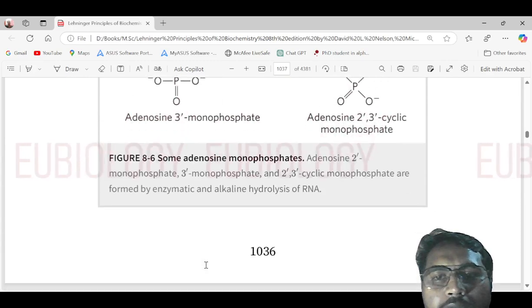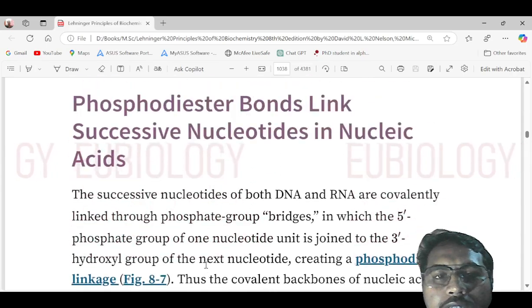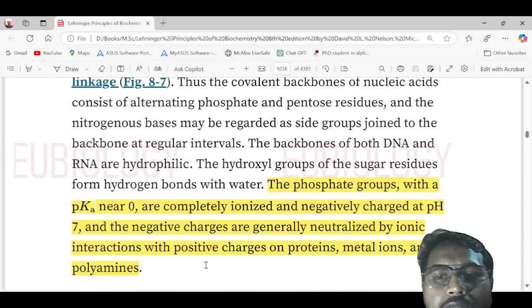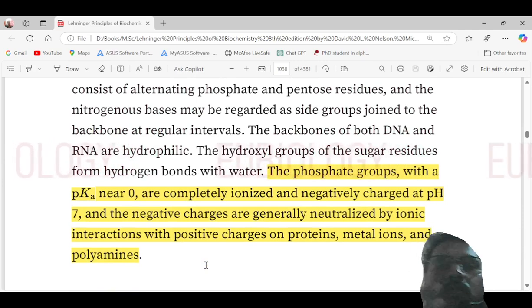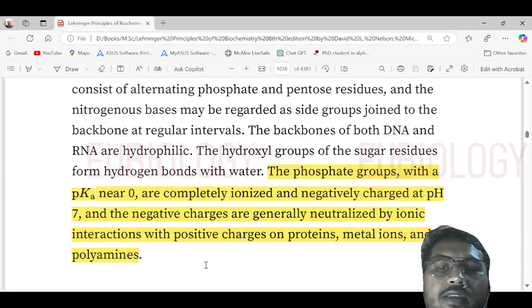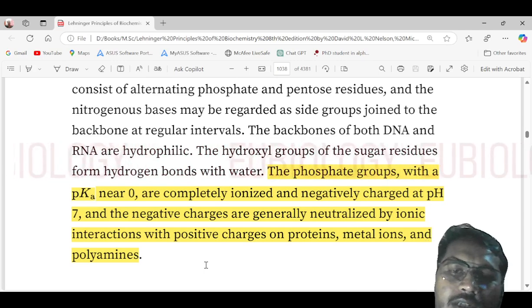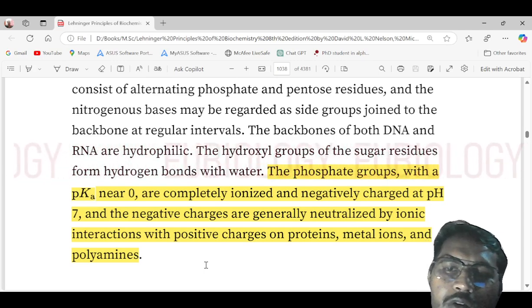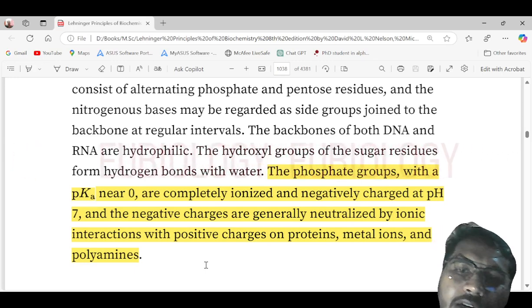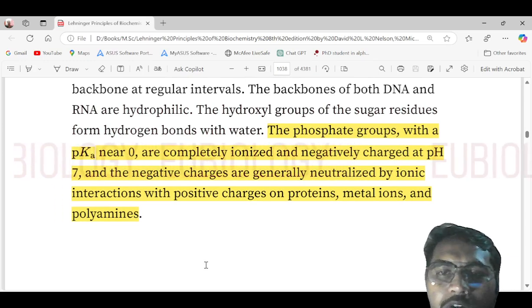So you have seen puckering, and next we'll see the nature of these molecules. Phosphate is there in the DNA, so the charges will be negative at neutral pH. The DNA has a negative charge, but what about the individual purine or pyrimidine?